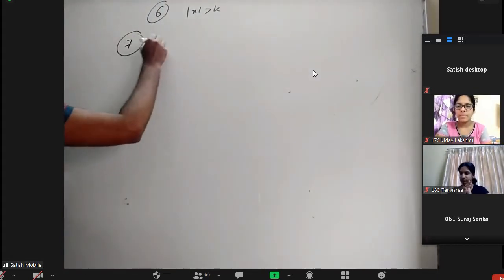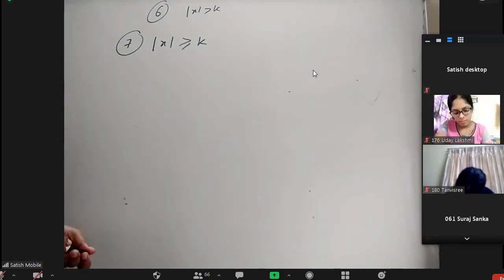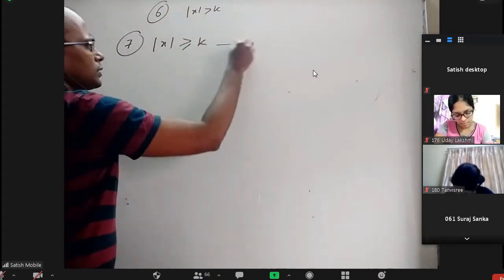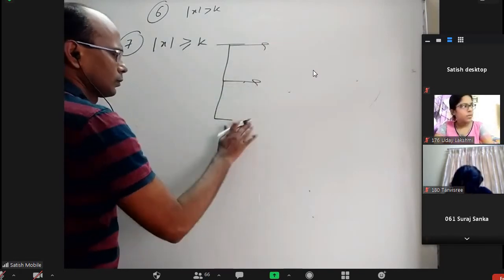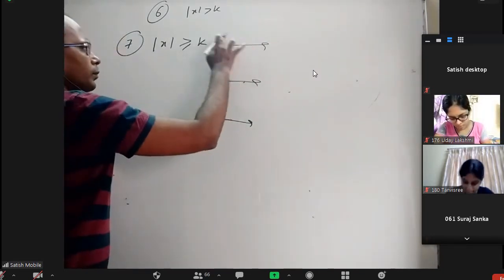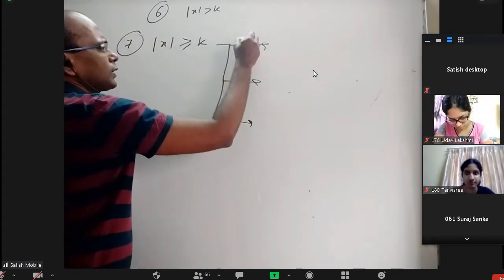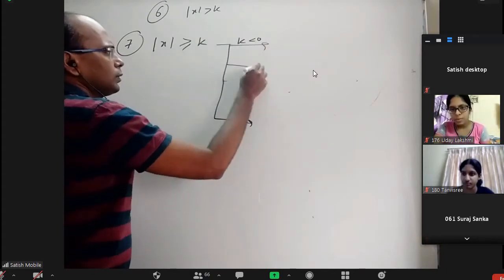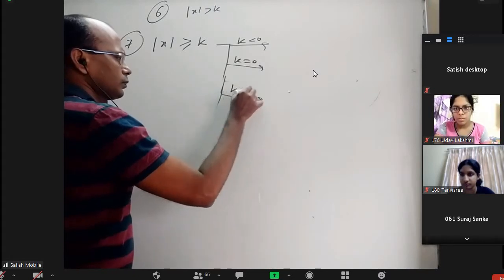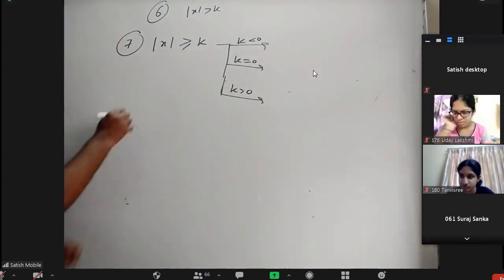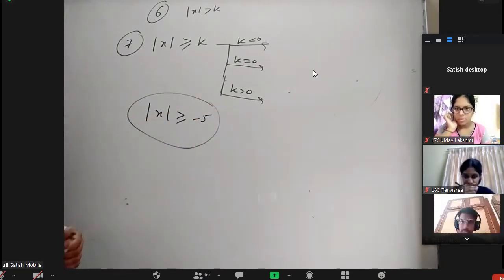Okay, so 7. Mod x greater than or equal to k. Again, we'll have 3 cases. Maybe I'll write somewhat easier ones: k less than 0, k equal to 0, and then k greater than 0. For example, if somebody says mod x greater than or equal to -5, what are all the solutions?